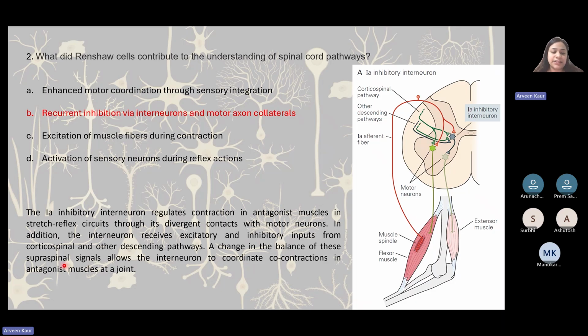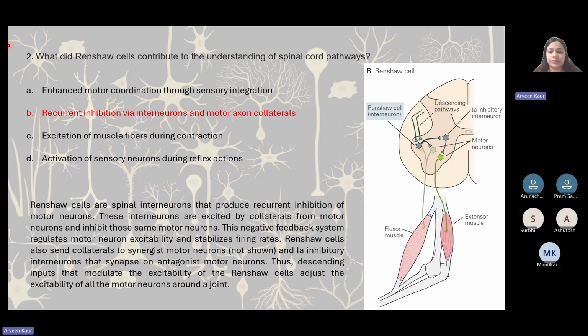A change in balance of these supraspinal signals allows the interneuron to coordinate co-contractions in antagonist muscles at a joint, right? So this is the role of the dedicated inhibitory interneuron that is present at the spinal cord. But apart from this, there is another kind of inhibitory interneuron, which is known as the Renshaw cell, right? So what does this Renshaw cell do? So this is the Renshaw cell.